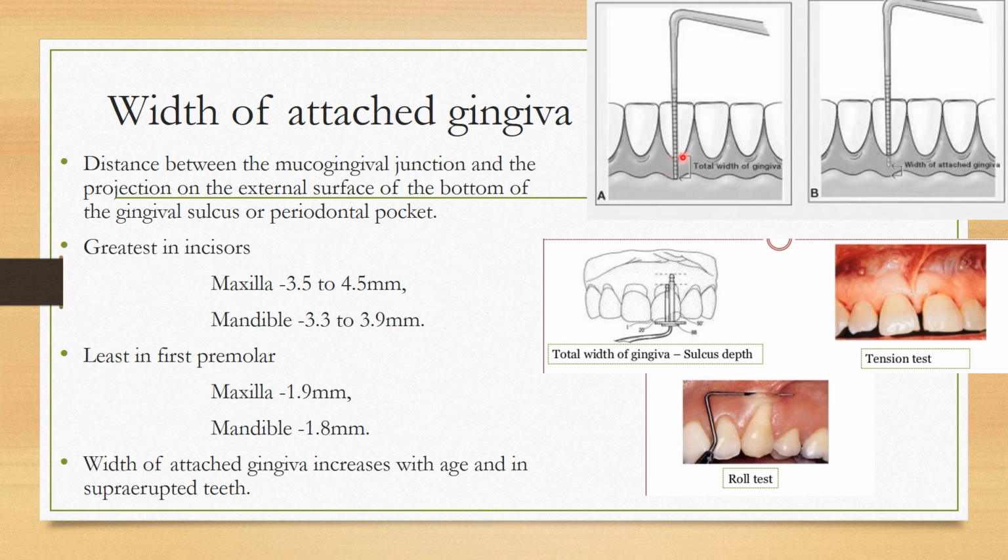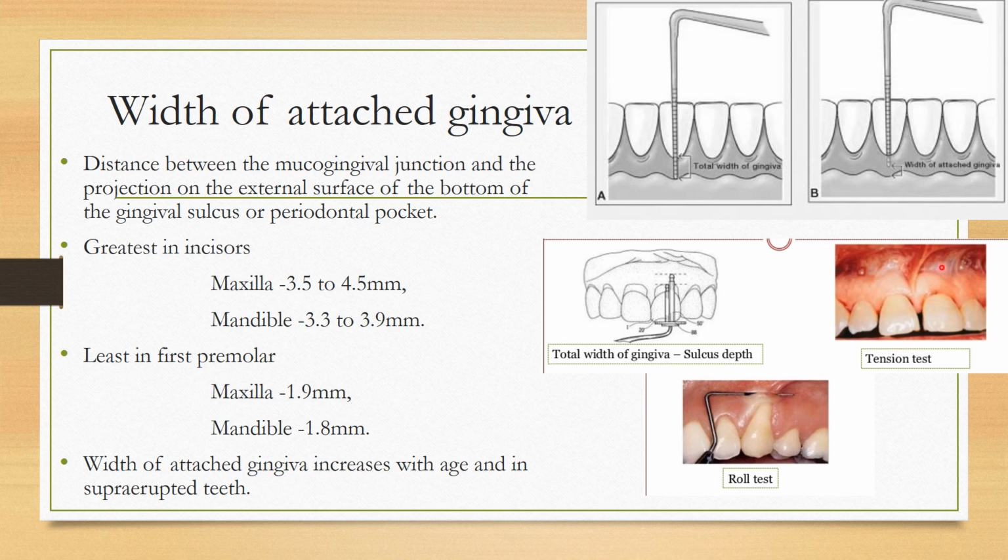This is the total width of gingiva from the gingival margin to the mucogingival junction, and you have to probe and see the sulcus depth. Then that can be subtracted from the total width of gingiva, and you will get the width of attached gingiva. This is how we can measure it using a periodontal probe. You measure the total width till the mucogingival junction, then probe inside the sulcus to get the depth, and subtract it from the total width. Then one more method is the tension test.